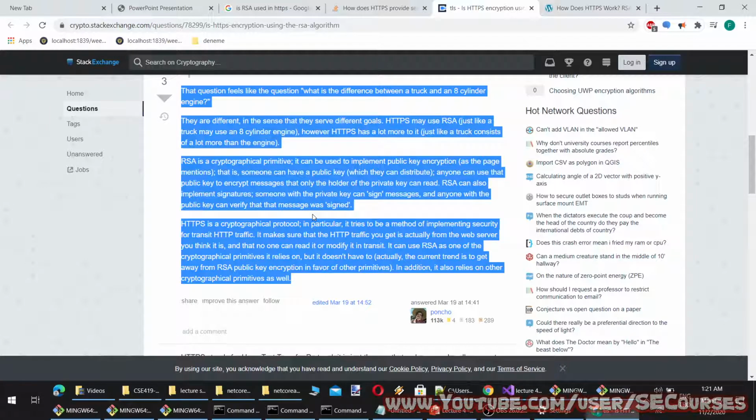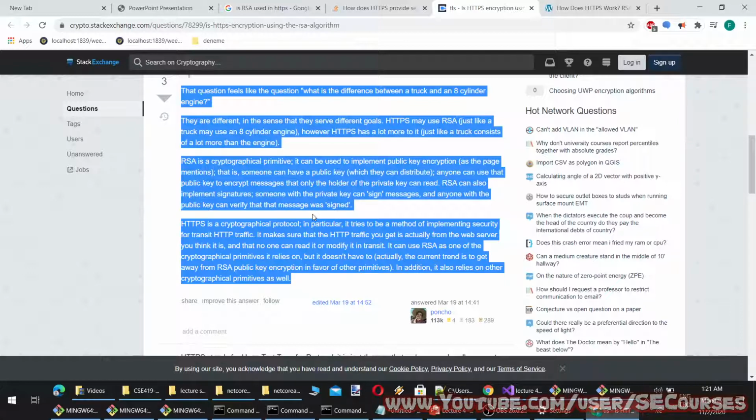That question feels like the question, what is the difference between a truck and an 8-cylinder engine? They are different, in the sense that they serve different goals. HTTPS may use RSA, just like a truck may use an 8-cylinder engine, however HTTPS has a lot more to it, just like a truck consists of a lot more than the engine.